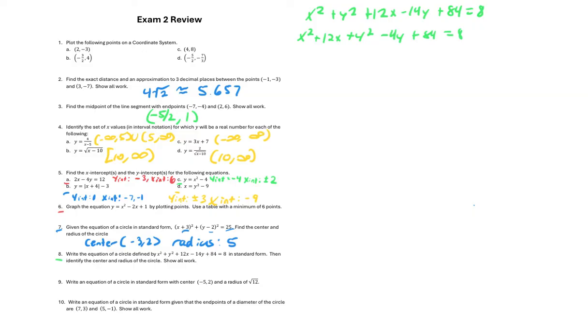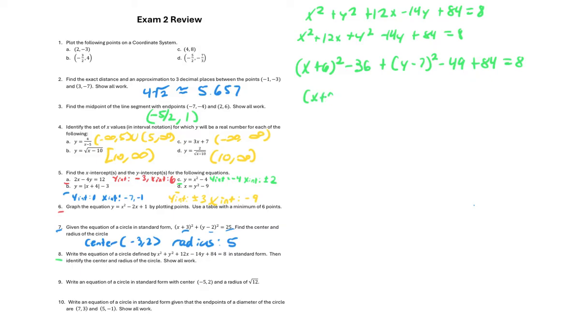Now we're going to do completing the square for both our x's and our y's. So it'll be x plus 6, quantity squared, minus 36, plus y minus 7, quantity squared. Remember, we take the half, and then we're going to have to subtract off the square of that, minus 49, plus 84 is still equal to 8.